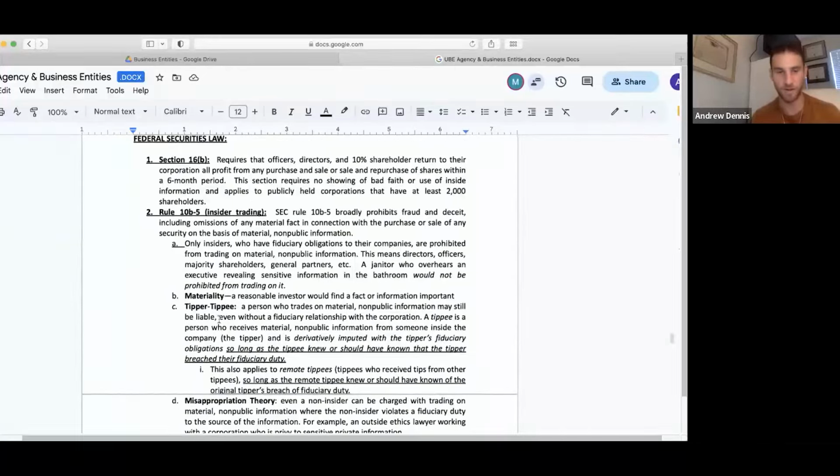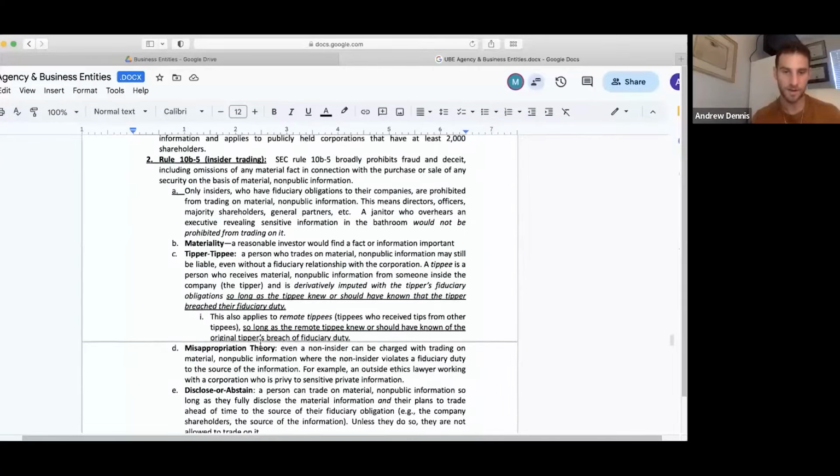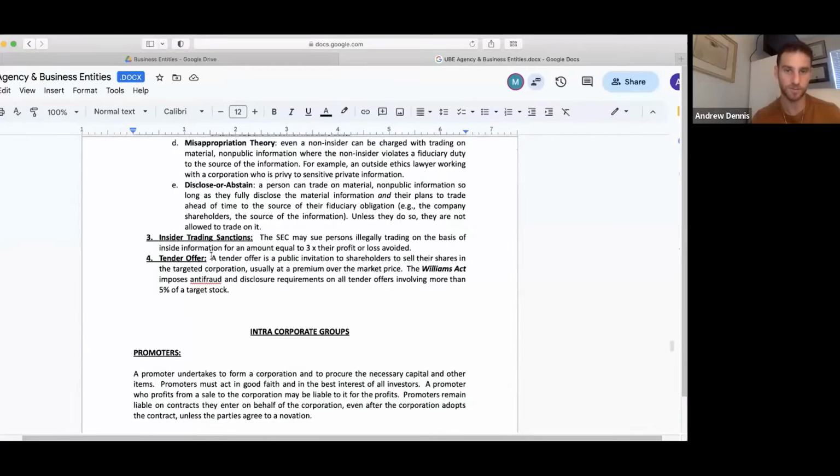Insider trading, and how we're going to find the tipper or tippee liable. A person who trades on material non-public information may still be liable even without a fiduciary relation to the corporation. A tippee is a person who receives the material information, right? And then a tender offer. A tender offer is a public invitation to shareholders to sell their shares in the targeted corporation, usually at a premium over the market price. The Williams Act imposes anti-fraud and disclosure requirements on all tender offers involving more than 5% of the target stock.